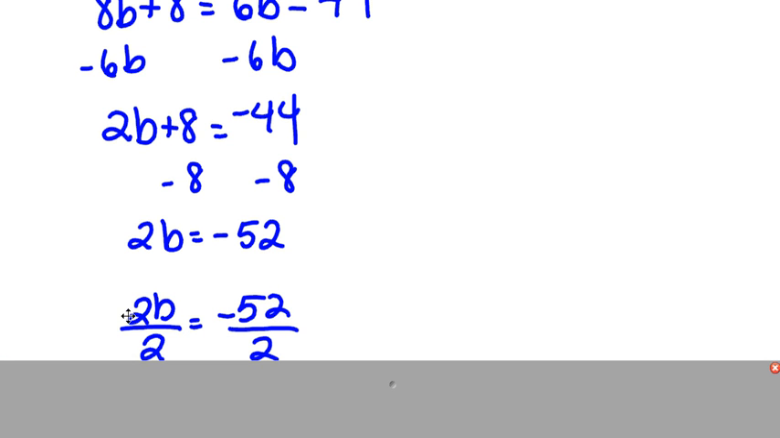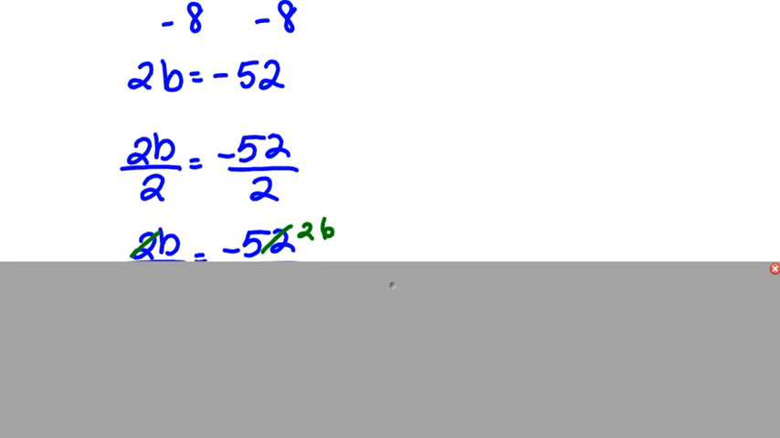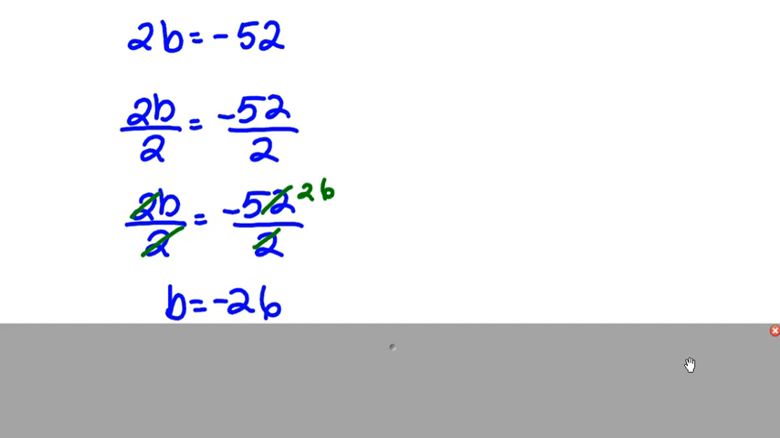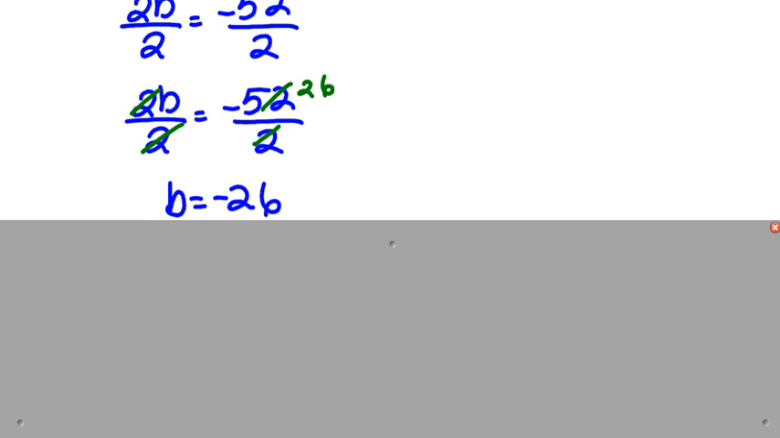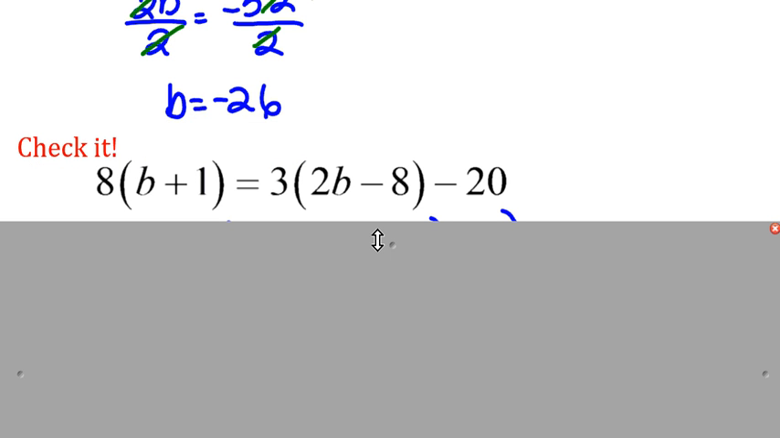And remember, a positive divided by a positive is a positive. A negative divided by positive is a negative. So we have b equals a negative 26. Again, because we have a value for the variable, we need to check it. So we're going to take negative 26 and substitute it into the original equation every time I see a b. So that means here and here.